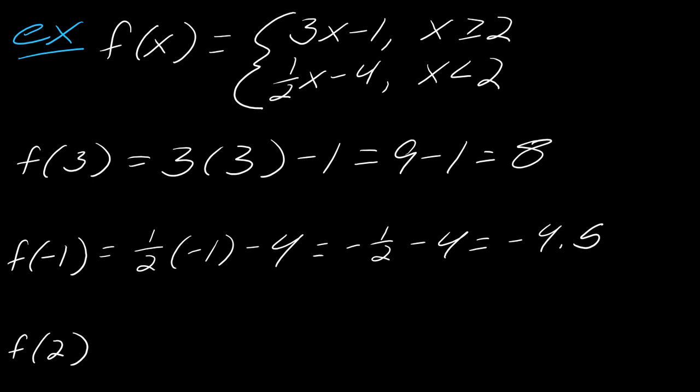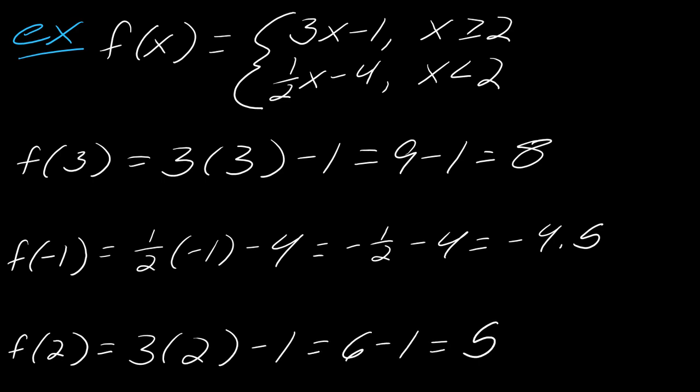All right. Now, what about f of 2? Which one does that go to? Well, 2 is equal to 2, right? So it actually falls into this condition here, so I would use this function. This becomes 3 times 2 minus 1, so that's 6 minus 1, which equals 5. All right, so that's how you evaluate these.